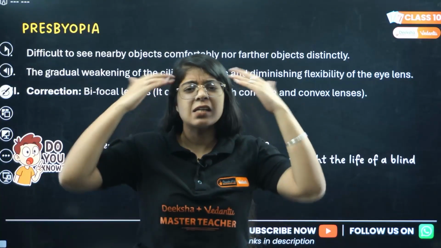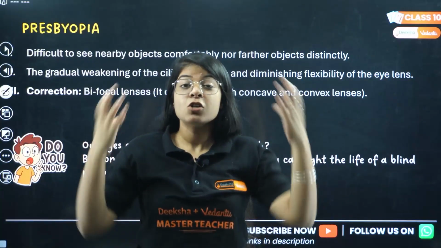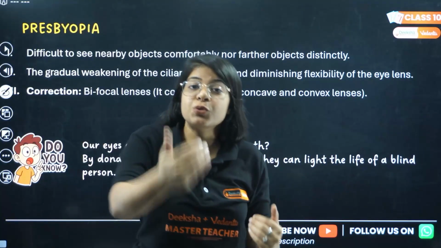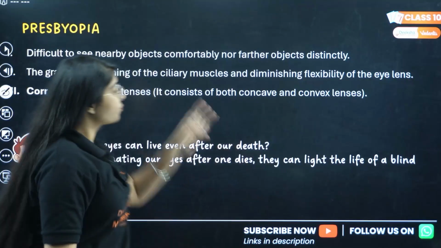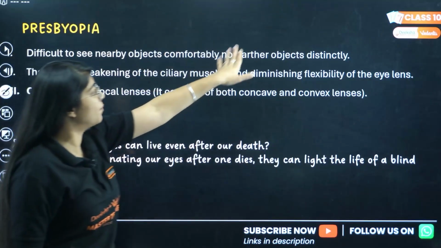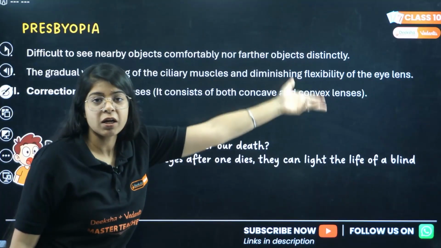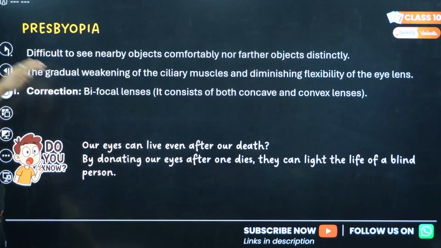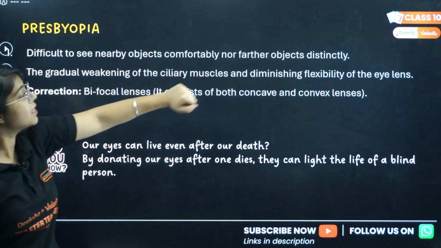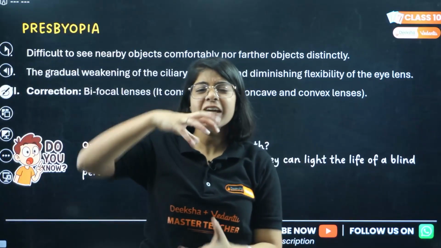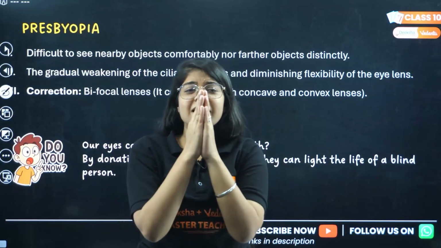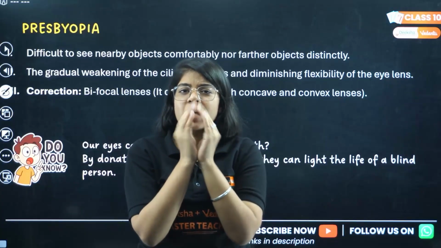So similarly, the ciliary muscle is also a muscle, right? Weakening of the ciliary muscles due to age is the main cause of presbyopia. Understood? It is difficult to see objects comfortably, neither farther objects nor nearby objects clearly. There is a gradual weakening of the ciliary muscles and diminishing flexibility of the eye lens. The ciliary muscles are weak, so the eye lens cannot flexibly change its shape now.